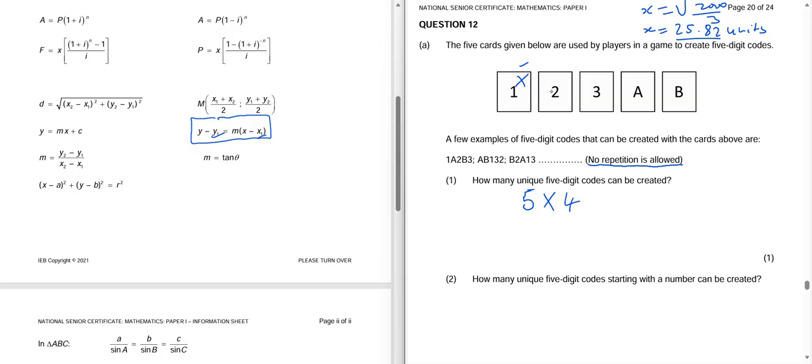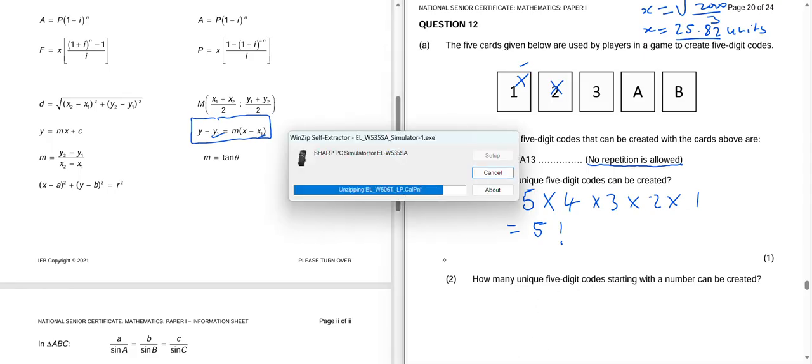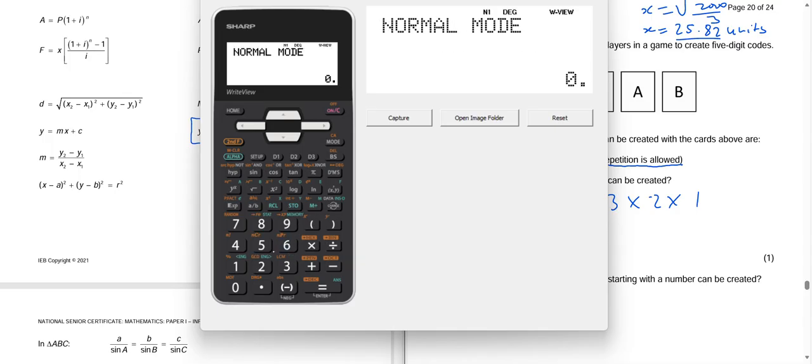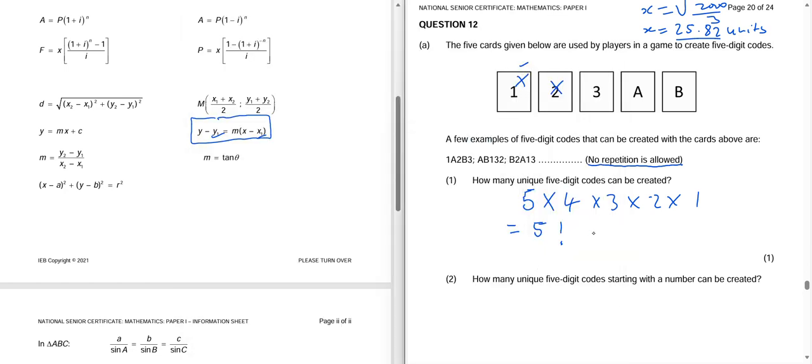Let's say you have chosen 2, and I say pick another one. You are now left with 3. You are left with 2. You are left with 1. So in other words, that is 5 factorial. And 5 factorial is what? Let's just get it. 5 factorial is 120.